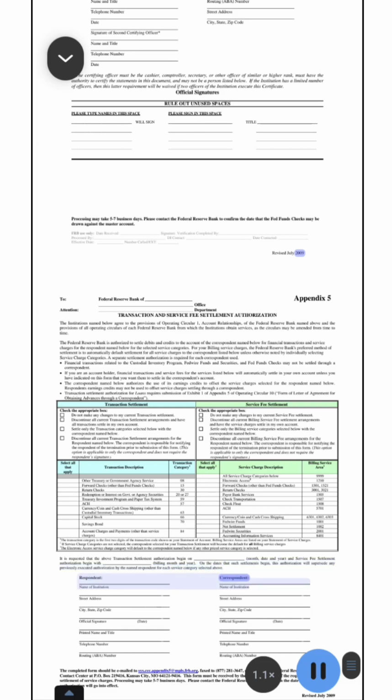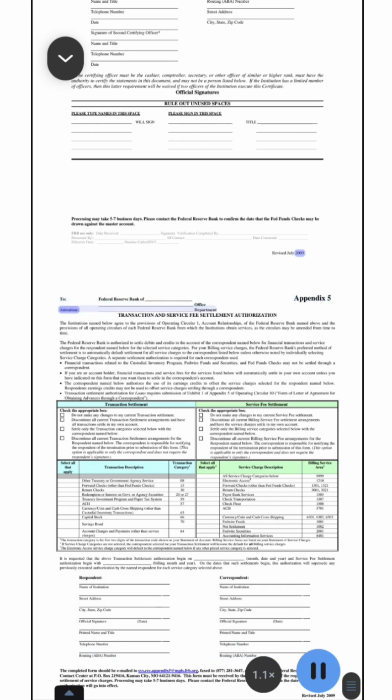Respondent, correspondent, name of institution. Street address, city, state, zip code. Official signature, date, printed name and title, telephone number, routing ABA number. 2. Federal Reserve Bank of Appendix 5.